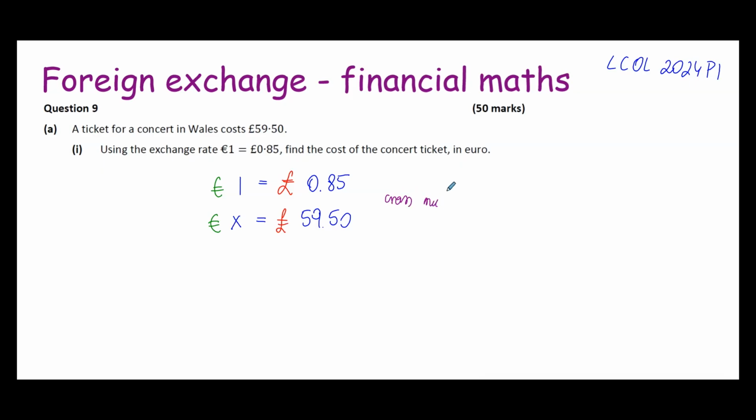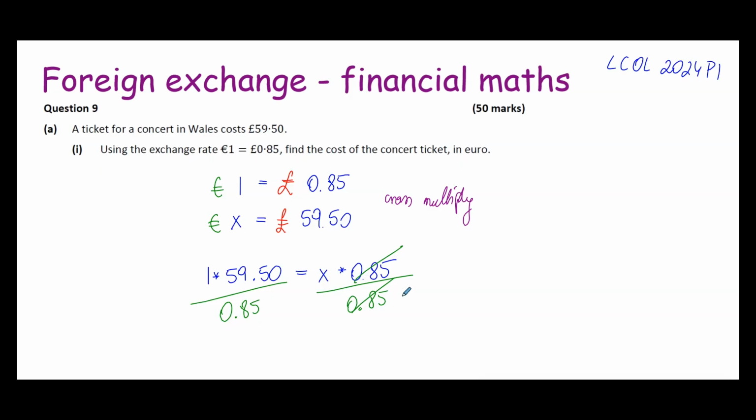How do we solve that? We cross multiply, and it doesn't matter which side you start your multiplication, makes absolutely no difference. So 1 multiplied by 59.50, and that will equal x multiplied by 0.85. So in order to find the value of x, not x multiplied by a number, we divide both sides of the equation by 0.85. So like I said, sometimes we divide, sometimes we multiply. But here in this way, it will always just work itself out. And then we put that in the calculator and we get that the ticket is actually €70.